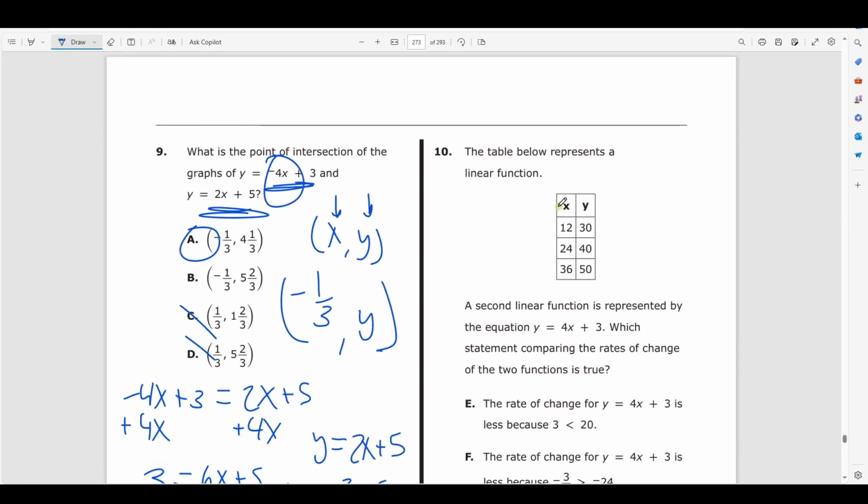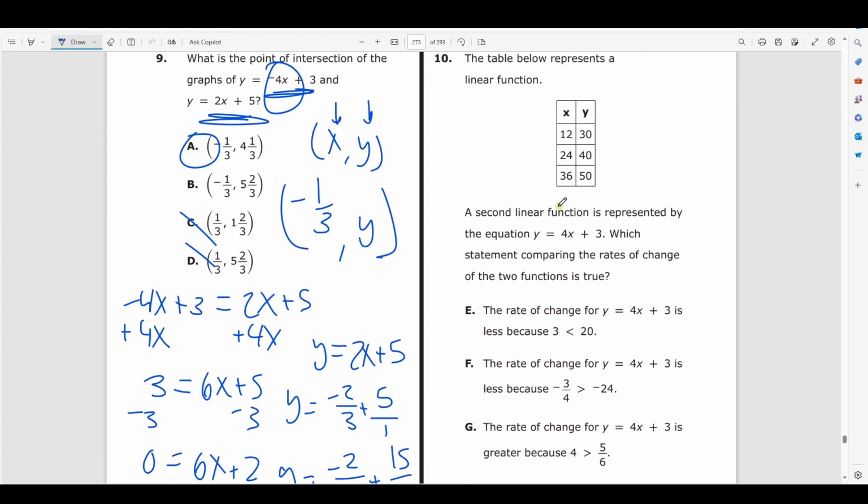Moving on to number 10, it says the table below represents a linear function. The second linear function is represented by the equation y equals 4x plus 3. Which statement comparing the rates of change of the two functions is true? So right here we have a table. And this pretty much just selects some specific points from a graph, right? And then puts it on the table.